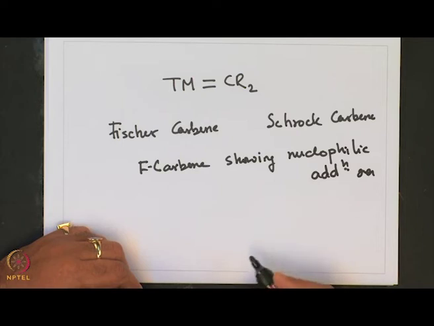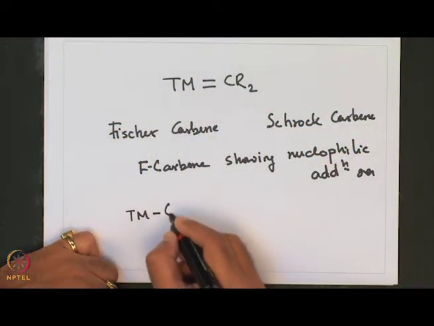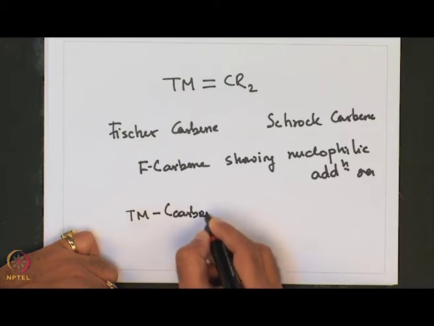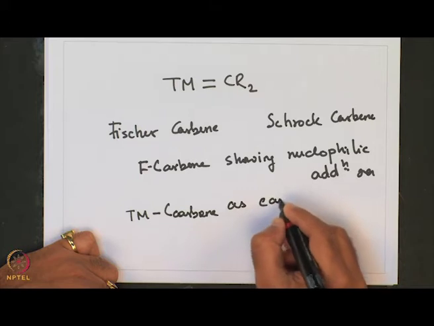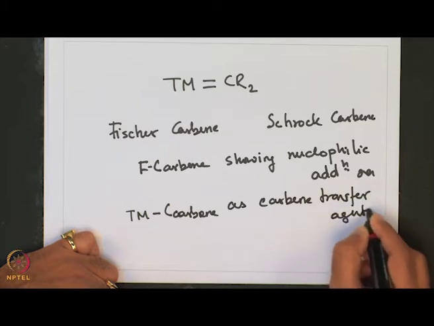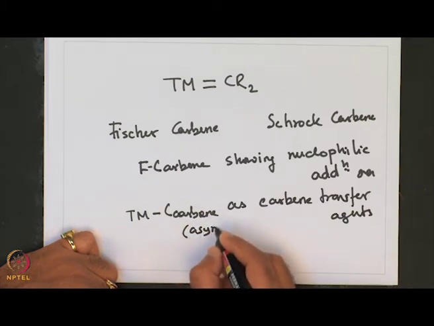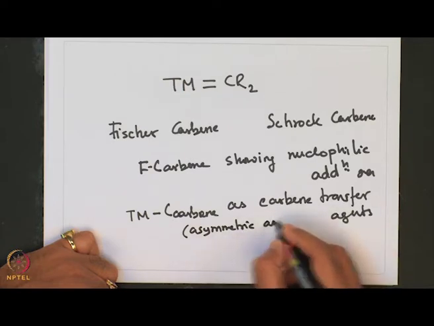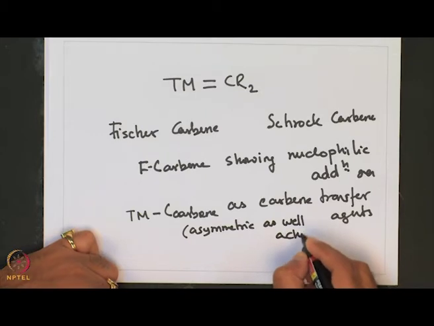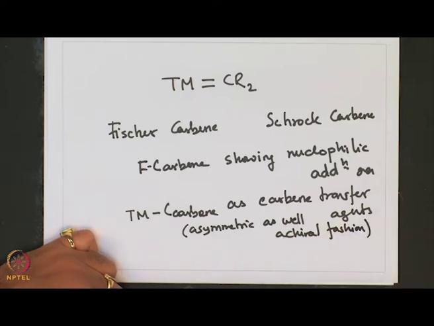We have also seen these transition metal carbene complexes used as carbene transfer agents, and this has been done both in asymmetric as well as achiral fashion. Substrates mainly for these had been olefins.